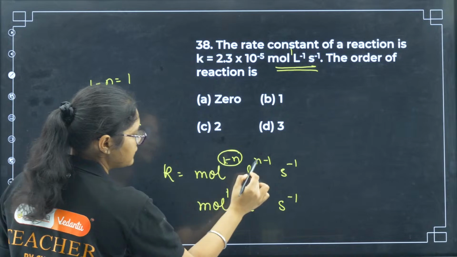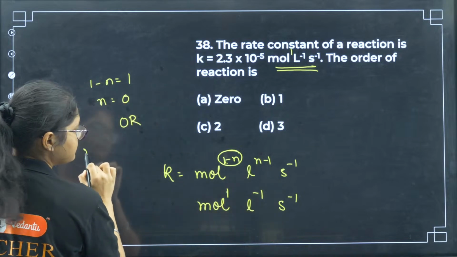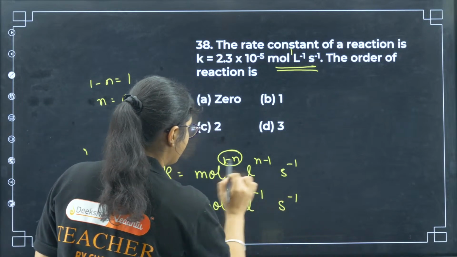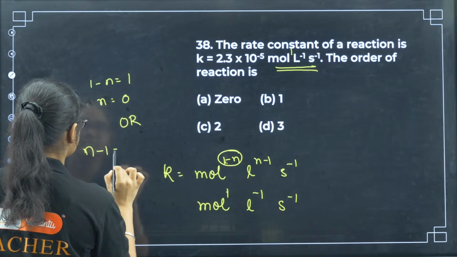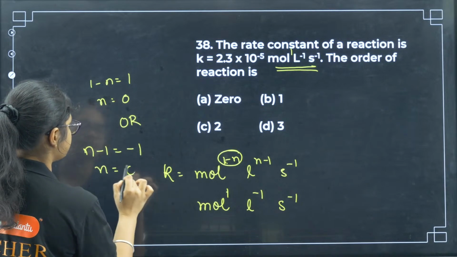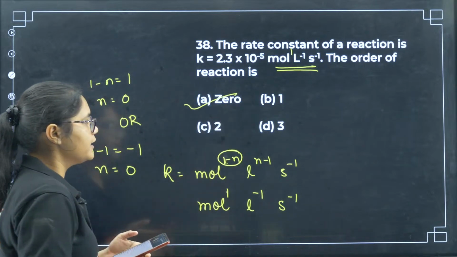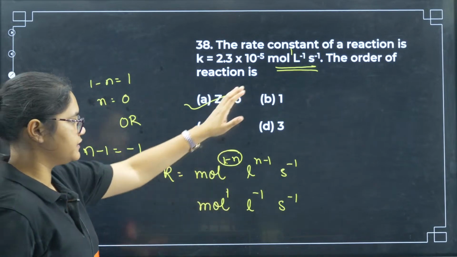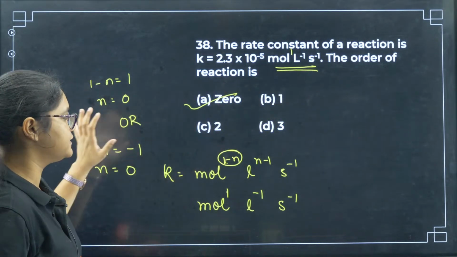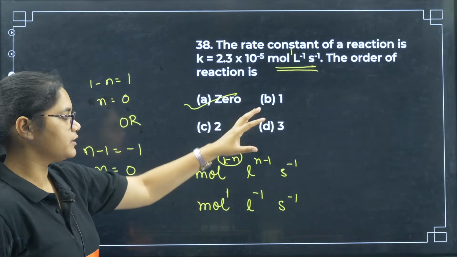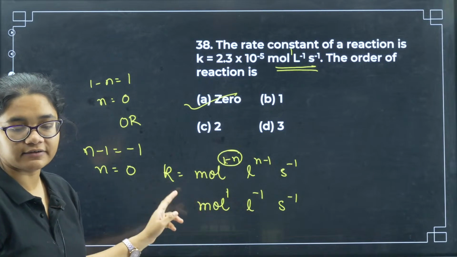Or you can compare this one also. n minus 1 is equal to minus 1. So n is also equal to 0. So this is a which order reaction? 38 is A. Now for 0th order and first order, we generally remember this one, so we can easily solve it. But yes, if any other order is given, you can follow this general formula.